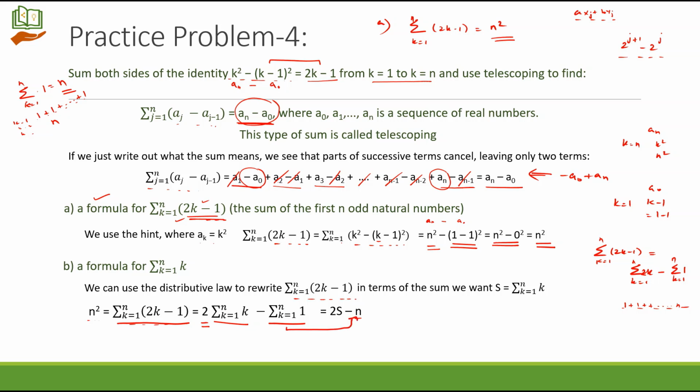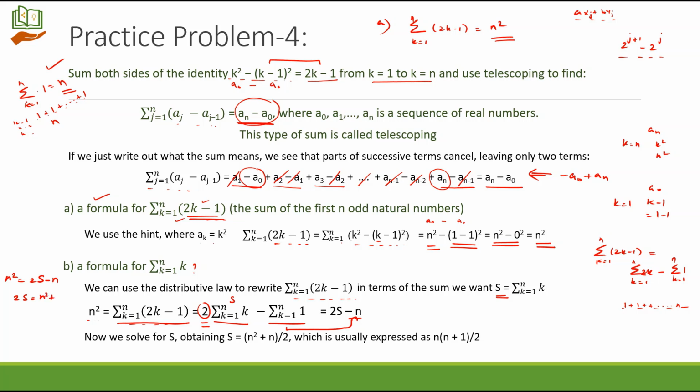Now we are taking summation of k is equal to 1 to n into k as s, because this is what we are going to find in the question. So this can be treated as 2 into s minus this particular summation n. Now just take the equation alone outside. This will be n square is equal to 2 into s minus n. Now we have to solve this. 2 into s is equal to n square plus n. S is equal to n square plus n divided by 2.